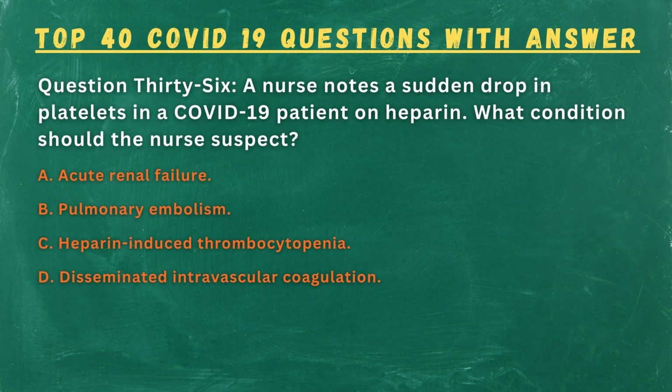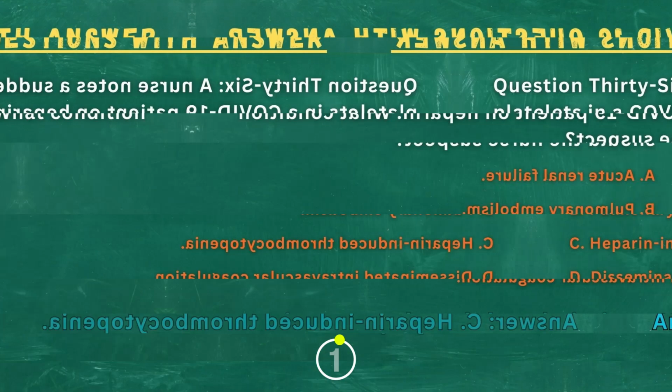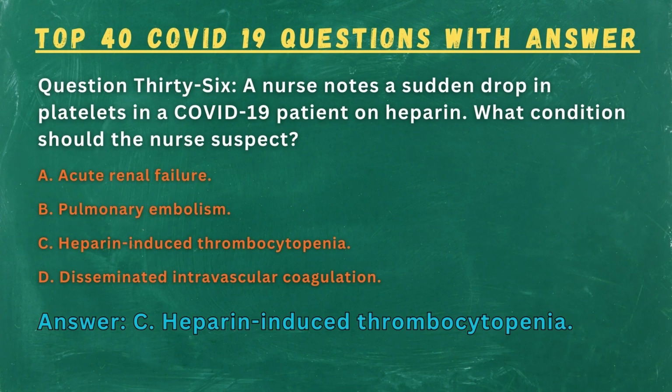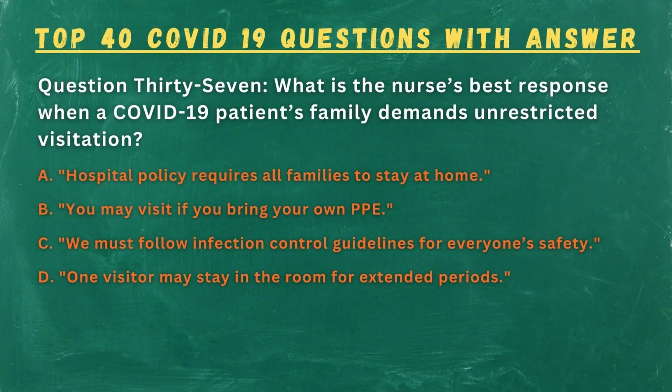Question 36. A nurse notes a sudden drop in platelets in a COVID-19 patient on heparin. What condition should the nurse suspect? A. Acute renal failure. B. Pulmonary embolism. C. Heparin-induced thrombocytopenia. D. Disseminated intravascular coagulation. Answer: C. Heparin-induced thrombocytopenia.